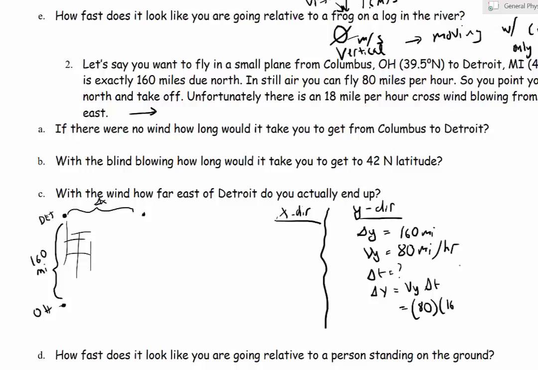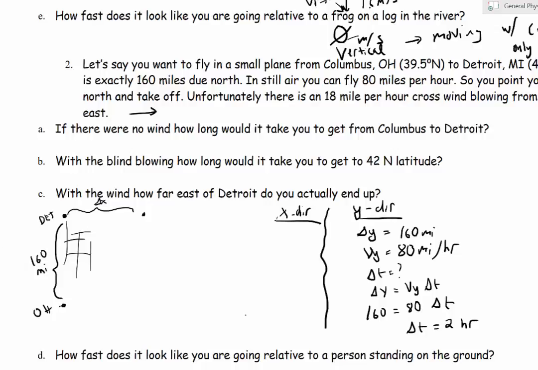Oops, let me take a step back here. If I'm going 160 miles and I'm going 80 miles per hour, I can solve for delta t, and my units left are going to be hours because I've got miles per hour. My miles will cancel. I'm left with 2 hours to get to Detroit. Okay, so that's if there were no wind. Now, even if there's a wind blowing in the x direction, that vertical motion is going to be independent. So it's still going to take me 2 hours to get that far north.